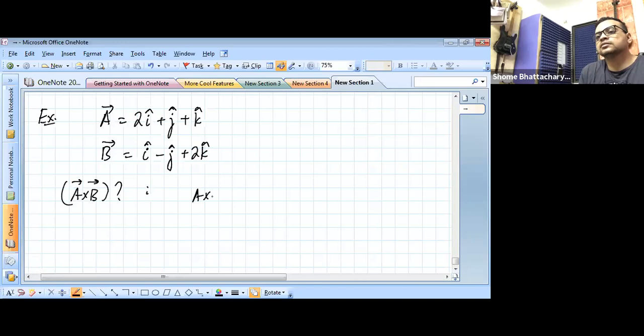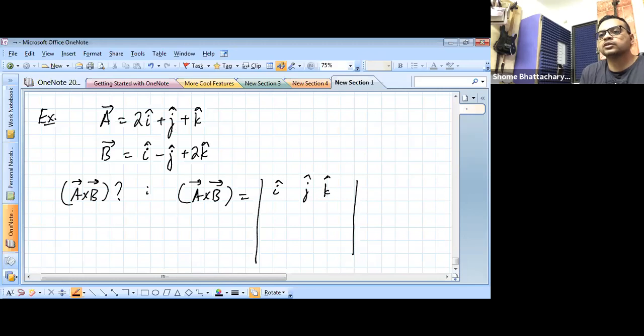So remember the step. It is given in 3D, so I'll make a 3 by 3 matrix. The first row will be just the unit vectors, so i, j, k. Second row will be the components of A. So the components of A in order are 2, 1, and 1. And third row will be the components of B. So they are 1, minus 1, and 2.